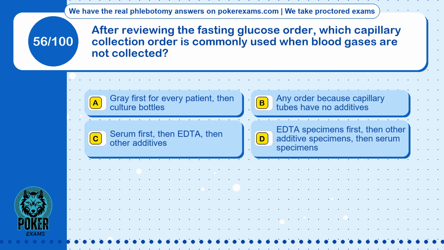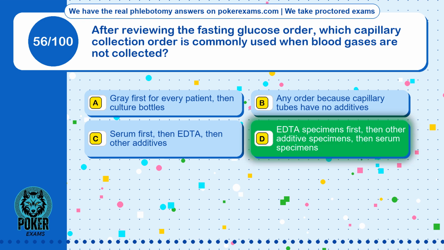Question 56. After reviewing the fasting glucose order, which capillary collection order is commonly used when blood gases are not collected? Option A, gray first for every patient, then culture bottles. Option B. Any order because capillary tubes have no additives. Option C, serum first, then EDTA, then other additives. Option D, EDTA specimens first, then other additive specimens, then serum specimens.